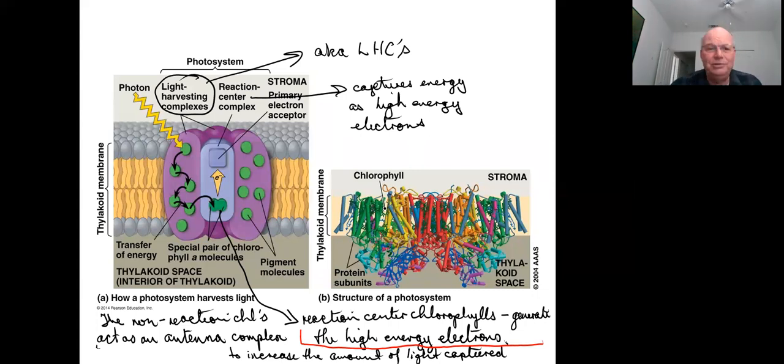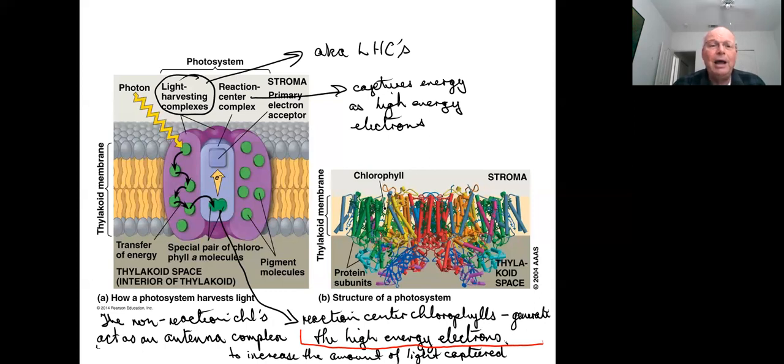Now, that's great that they generate these high energy electrons, but remember, if we don't capture them as high energy electrons, they're going to return to their ground state, and that energy is going to be lost. So also as part of the reaction center complex is an electronegative molecule referred to as the primary electron acceptor. And we know what these molecules are in some detail. It's not important that you know what they are, just remember that they do exist. And these primary electron acceptors, as electronegative molecules, are geared to capturing these high energy electrons.